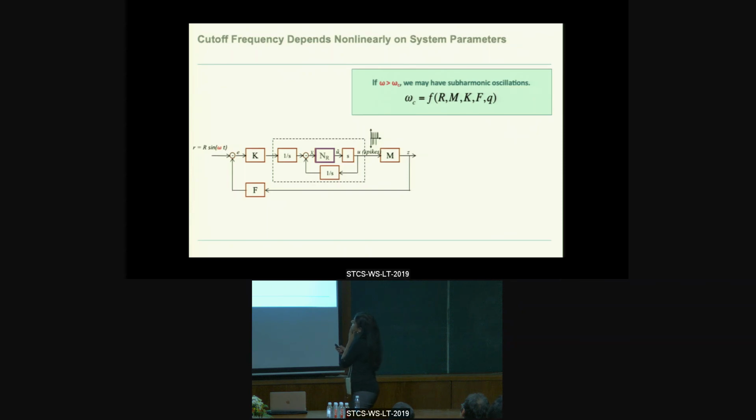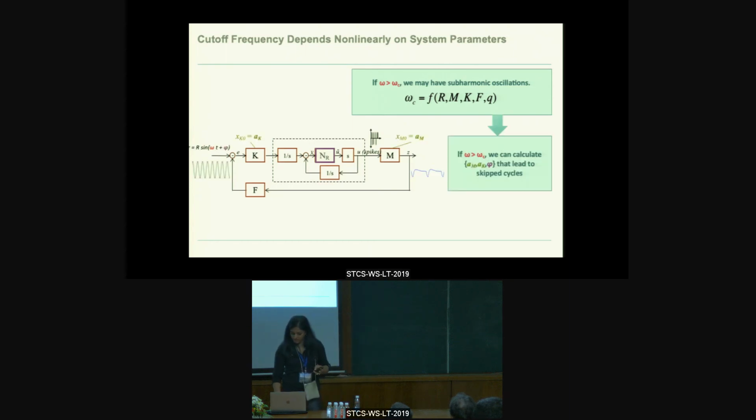So basically she found that if the frequency of the input is greater than this cutoff, where the cutoff is some function of the amplitude of the input, R, the dynamics of the muscle, M, the neural dynamics of the cerebrocerebellar circuit, K, the feedback gain, and then Q, the neural dynamics of the alpha motor neurons in the spinal cord. So she gets that formula. And she shows that if omega is greater than this cutoff frequency, then there exist initial conditions in these boxes as well as a phase shift that will generate the skip cycles. So that was her result.